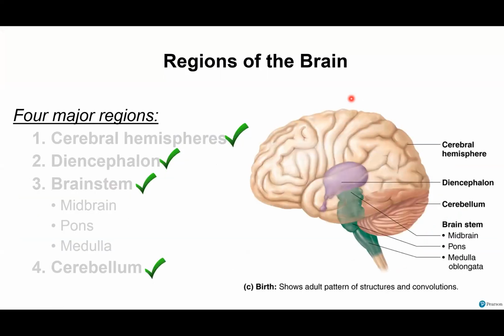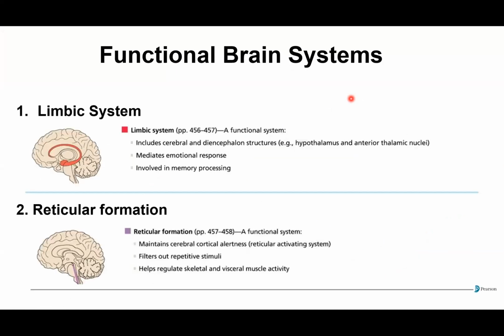So that takes care of the 4 regions of the brain. And now we're going to talk about the functional brain systems. So we've talked about the structural brain systems, but now we're going to talk more about the functional systems. The limbic system is a functional system, and it's going to include both cerebral and diencephalonic structures. So it's going to take some structures from the cerebrum and some from the diencephalon and form these functional areas. And the limbic system, I've already mentioned it several times, but its job is to mediate emotional response and is also involved in processing memories.